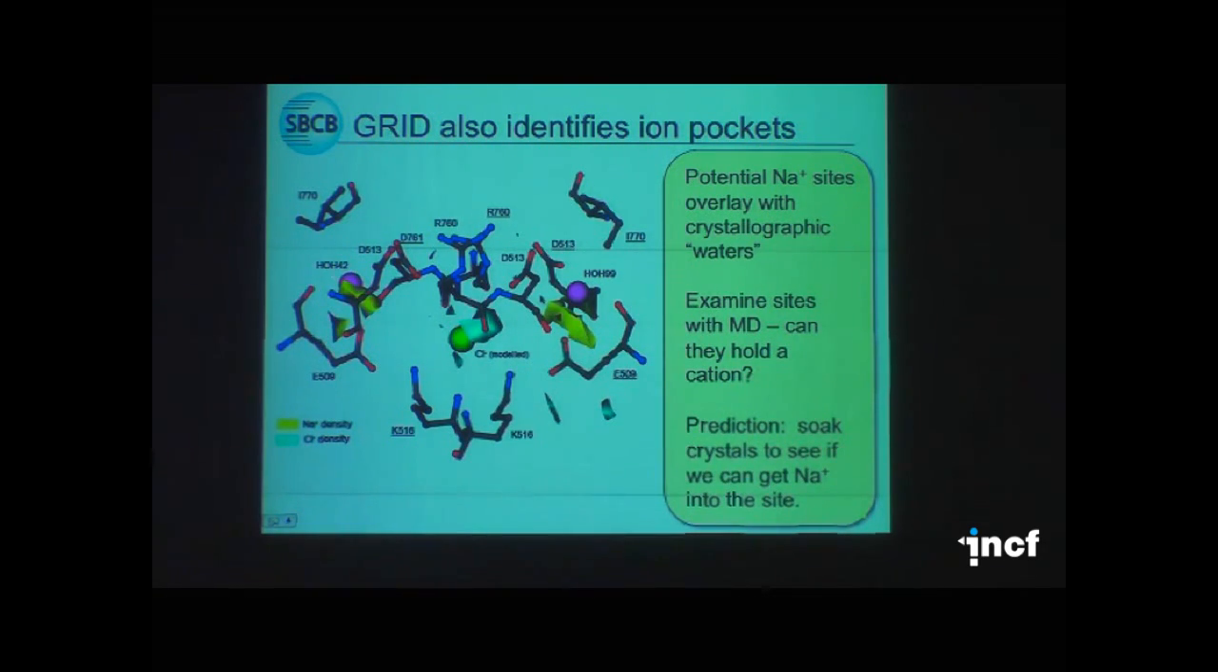And in the crystal structure, these are actually occupied by water molecules. Okay, so at this point we thought, well, let's go ahead and stick a sodium ion in those sites and see what happens. Are they perfectly capable of holding a sodium or not? And could we, on the basis of that, then make a prediction to get our crystallographic colleagues to perhaps try a bit harder.